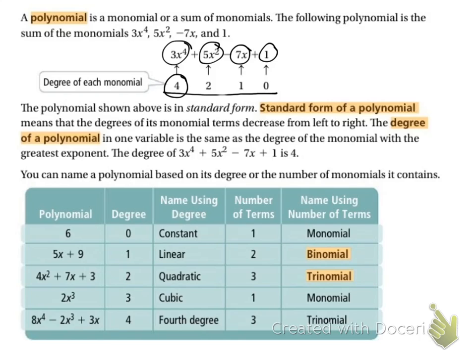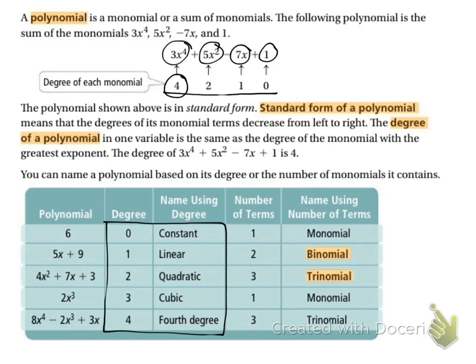And we have different ways to name these. So you name them based on the degree and based on the number of terms. So here's our chart for basing it on degree. If it's a degree 0, it's just a constant. If it's a degree 1, it's linear. Degree 2, it's quadratic. Degree 3, it's a cubic. And a degree 4 or higher, it's like 4th degree, 5th degree, 6th degree, that sort of thing.